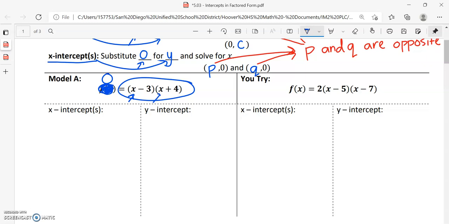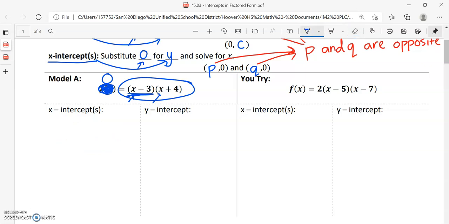Well, if you remember, any number times 0 equals 0. So if I have one number here and another number here, if one of them is 0 and the other is any other number, it equals 0. So all we have to do is make one of these parentheses 0, then the entire thing turns 0, and we found an x-intercept.